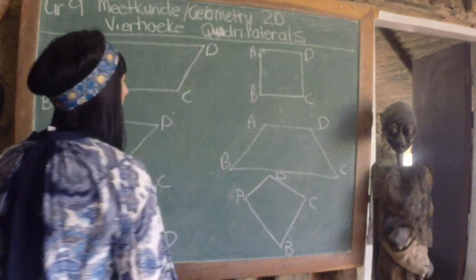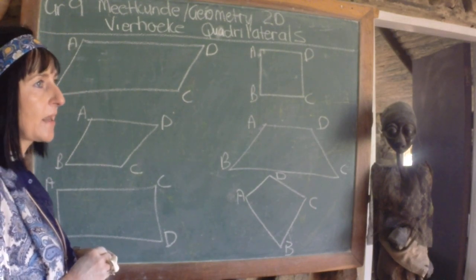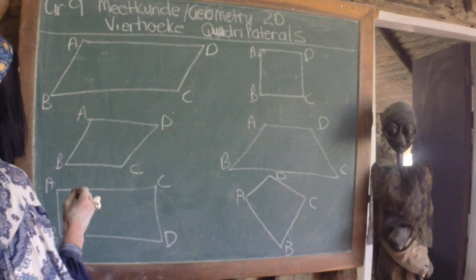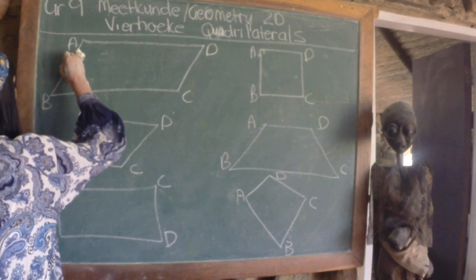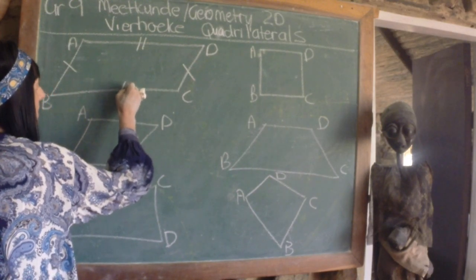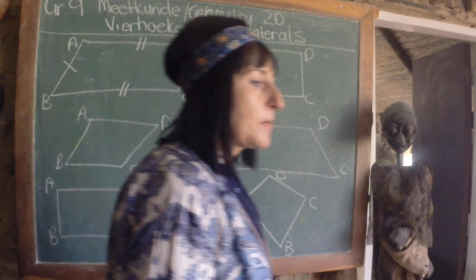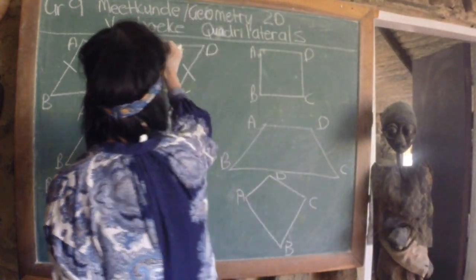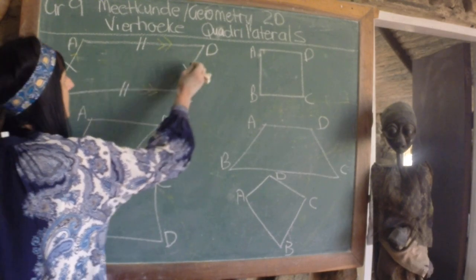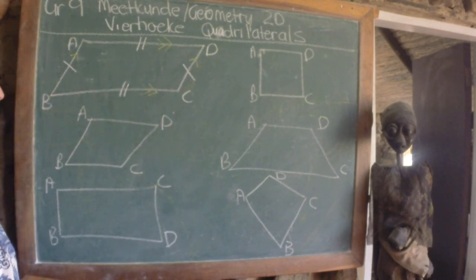So kom ons begin by ons parallelogram. You must know your parallelogram and all the properties of your parallelogram very, very well. This is a parallelogram. The properties of a parallelogram, die eienskappe van 'n parallelogram. Oorstaande sye is ewe lank. Opposite sides are equal to each other. Opposite sides are also parallel to each other. Oorstaande sye is ook ewewydig aan mekaar. Dit beteken hulle is oral ewe ver van mekaar af.